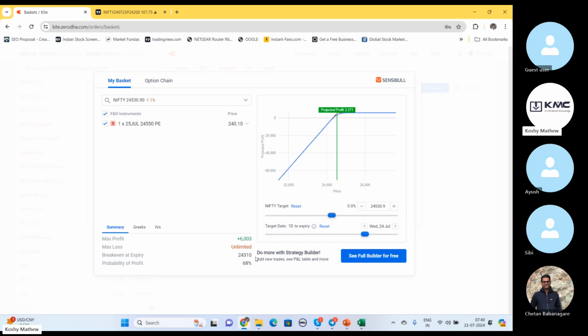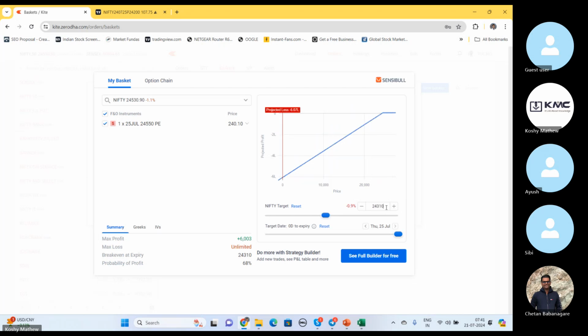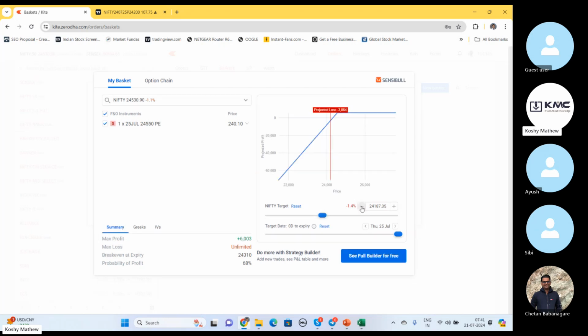What is your break even? 24,310 by Thursday. By Thursday, 24,310. If it reaches there by end of the day, you're at even Steven. You're not making any profit, you're not making loss. But if it goes beyond 310, the loss starts kicking in. See, it keeps on going up. So that's the easy calculation.